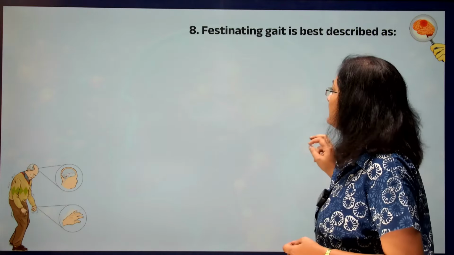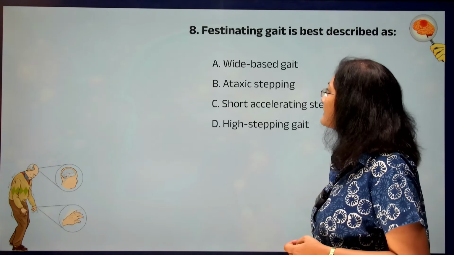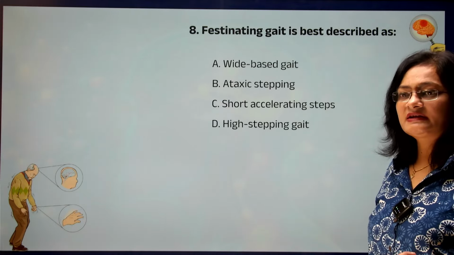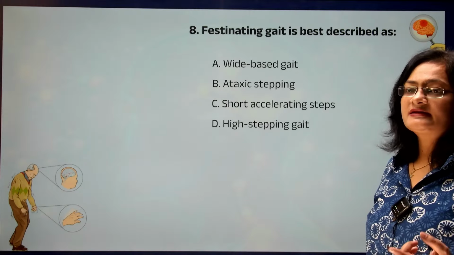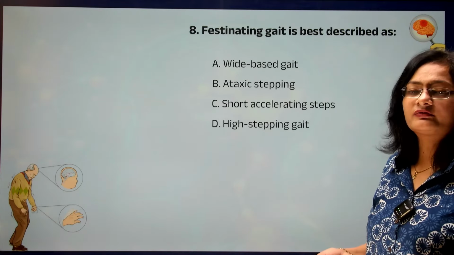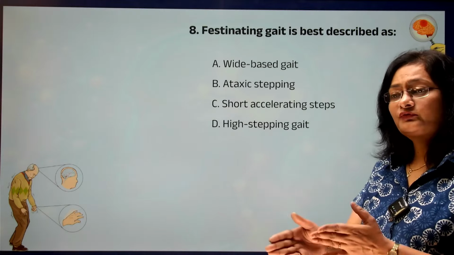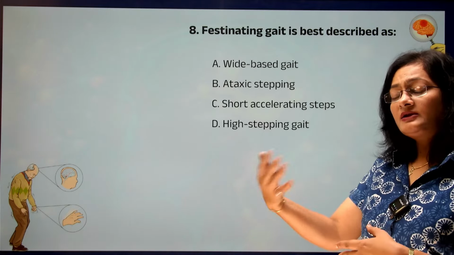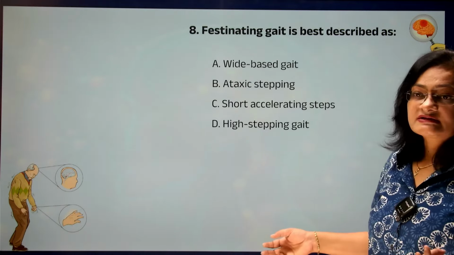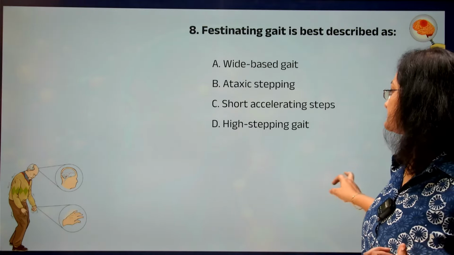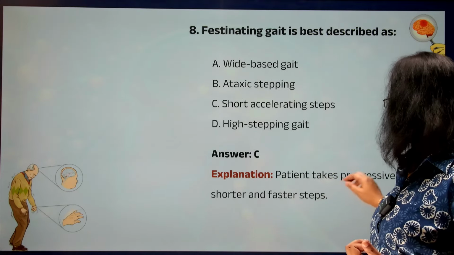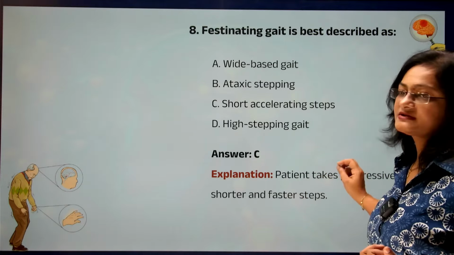So festinating gait is best described as wide base gait, ataxic stepping, short accelerating step, and high stepping gait. As I have told you, the patient will try to chase his center of gravity. So initial few small steps, followed by you will feel that the patient is running. So short accelerating step is the characteristic feature of Parkinson's disease. So our answer will be C. Patients take progressively shorter and faster steps.